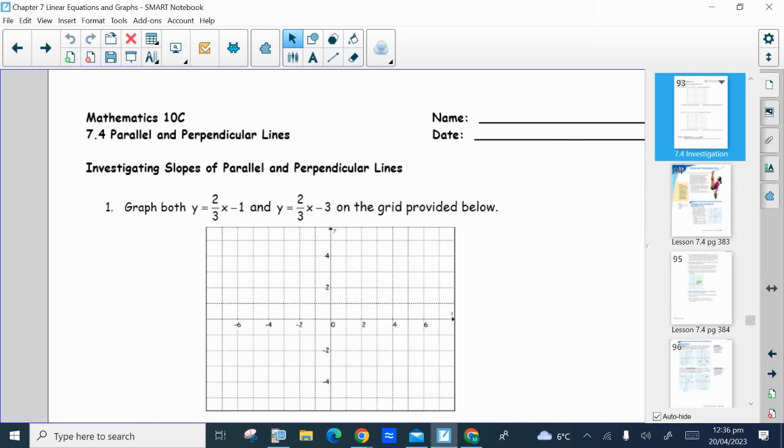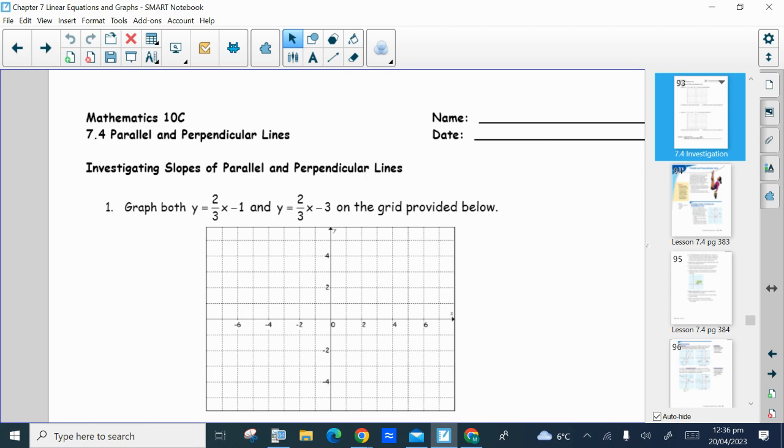All right, so we're going to spend the last two classes in this chapter talking about parallel and perpendicular lines. That means that Monday we'll have a second quiz on chapter 7. That's going to include what we're learning about parallel and perpendicular lines.